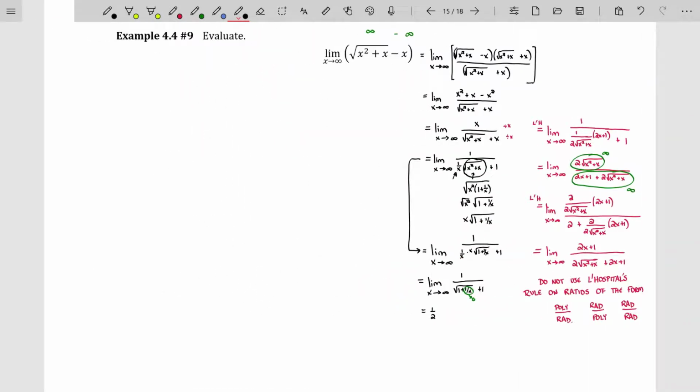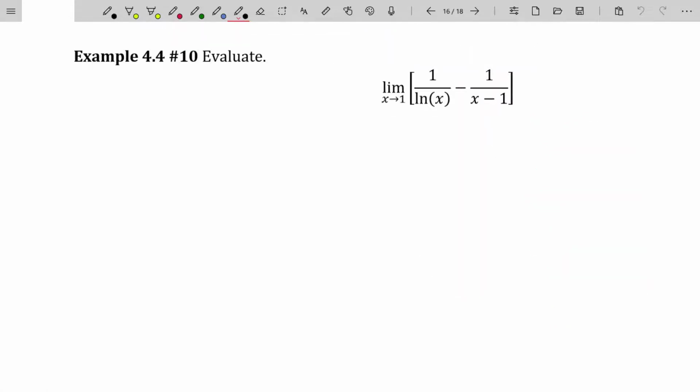It's a really good problem to showcase when to not use L'Hopital's rule, even though you have an indeterminate form of infinity minus infinity. And in fact, that will often be the case with the infinity minus infinity, is that you can't really get it into L'Hopital's form. You can sometimes though, but I'm just saying not all the time. Let's go ahead and do one more example of this type.